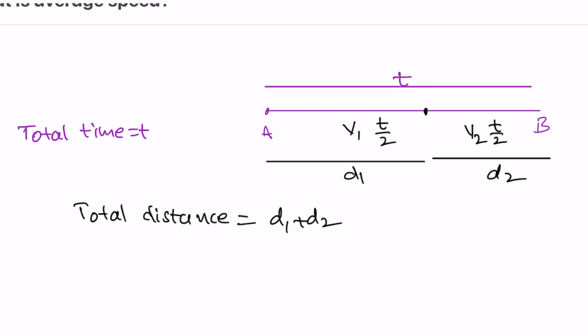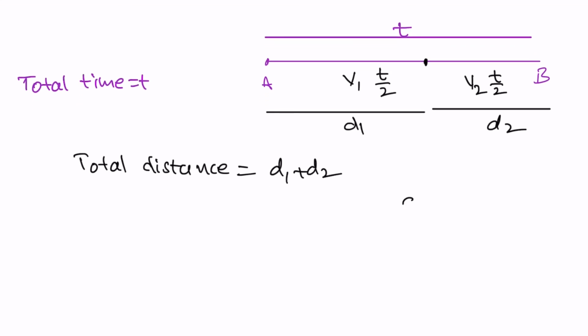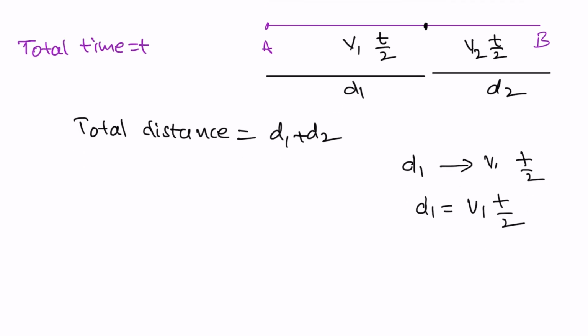See here, for the distance d1, the body moves with speed v1 and takes a time t by 2. So distance is equal to speed into time, so v1 into t by 2. Similarly, for the distance d2, the body moves with speed v2 for the time t by 2. So d2 is speed into time. d1 is v1t by 2 and d2 is v2t by 2.